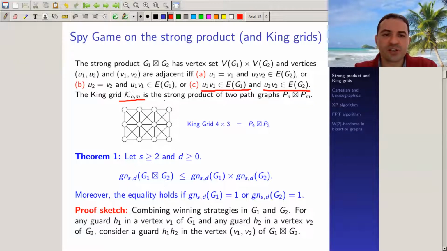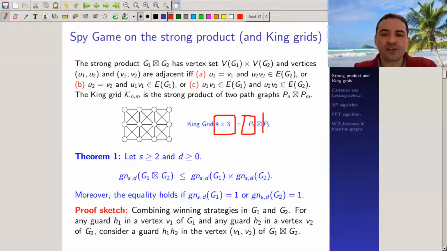The king grid N by M is the strong product of two path graphs Pn and Pm. Here, the king grid is the strong product of P4 and P3. P4 here, P3 here. Okay?